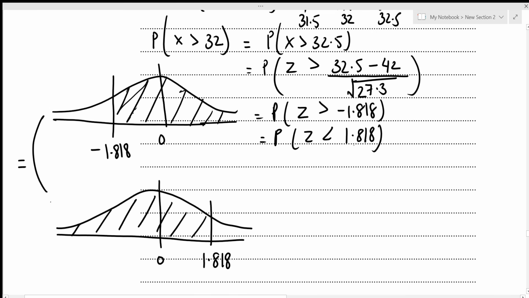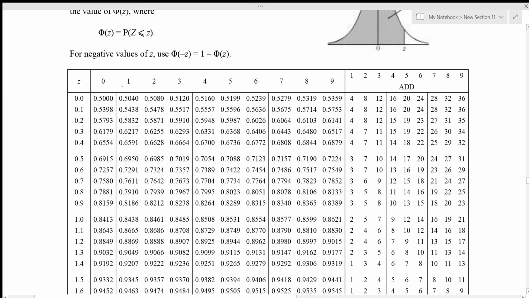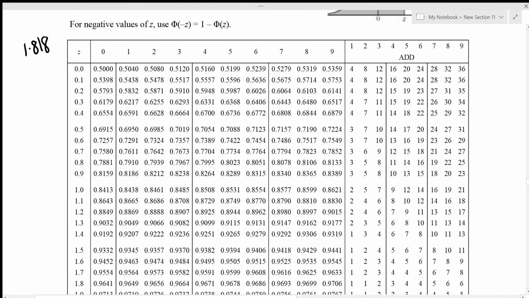So we're going to look at the probability in the normal distribution table now. We're looking at the Z value of 1.818. So that's going to be 1.8 right here. And the second digit is a 1, so that's going to be right here. And the third digit we require is 8, which is given in this column. So that's going to be the corresponding value of 6.